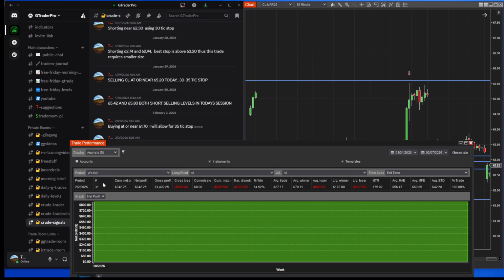Now, I've summarized it. Traded a total of 31 contracts between minis and micros during the course of the week. This is a weekly summary from February 2nd to the end of the week. Cumulative net profit for the week was $842.25. The gross was $1402. You can see I did take some losses, $560. So the net was $842 for the week. My max drawdown was $222. My average loser on a contract was $62.22. There's my largest winner, 178, and my largest loser, 117.50.